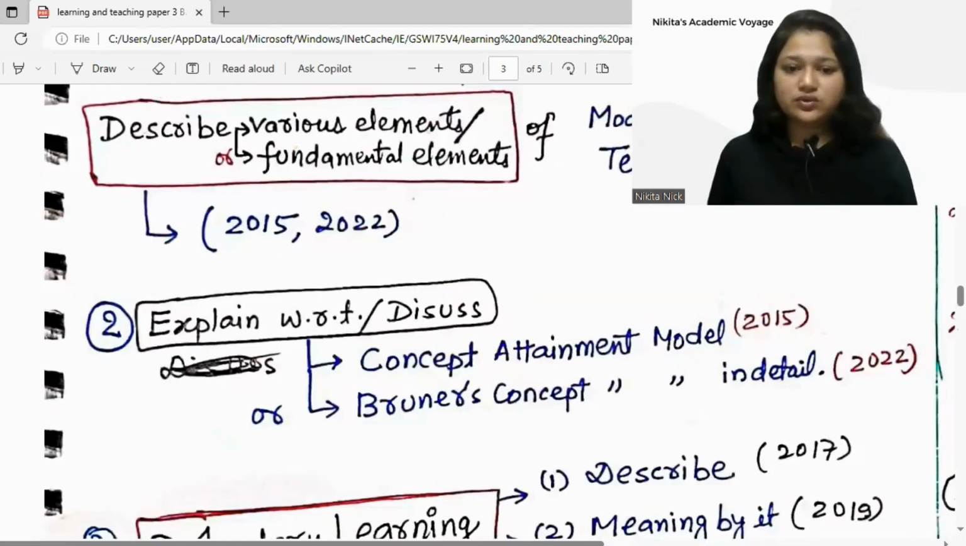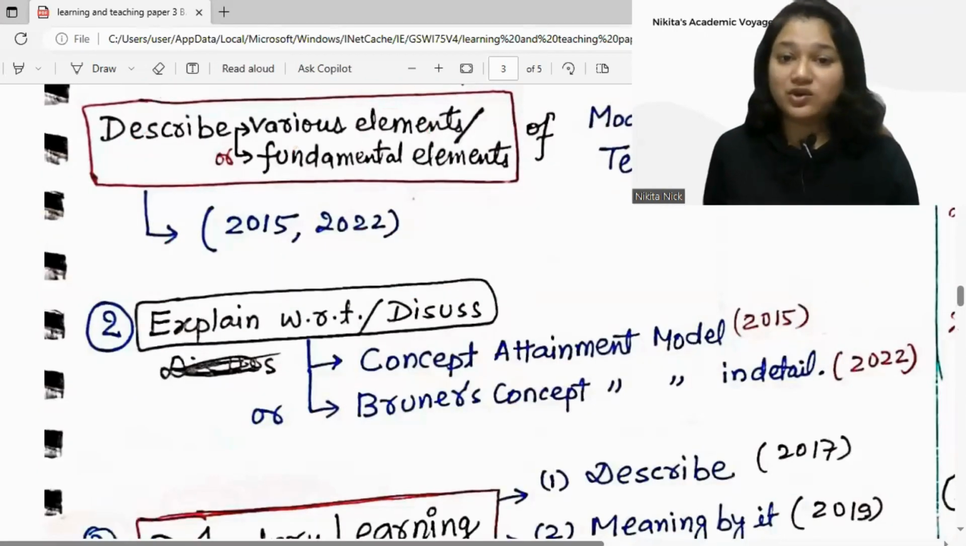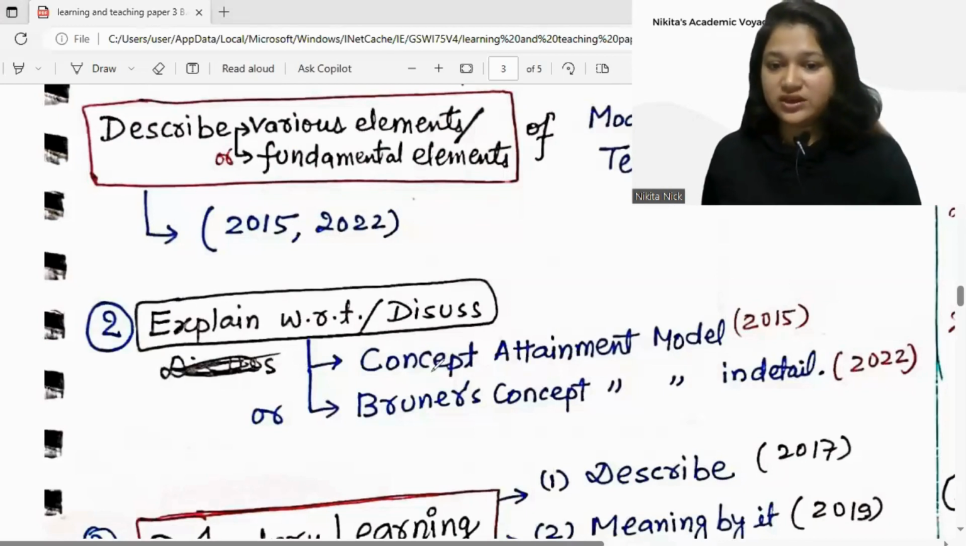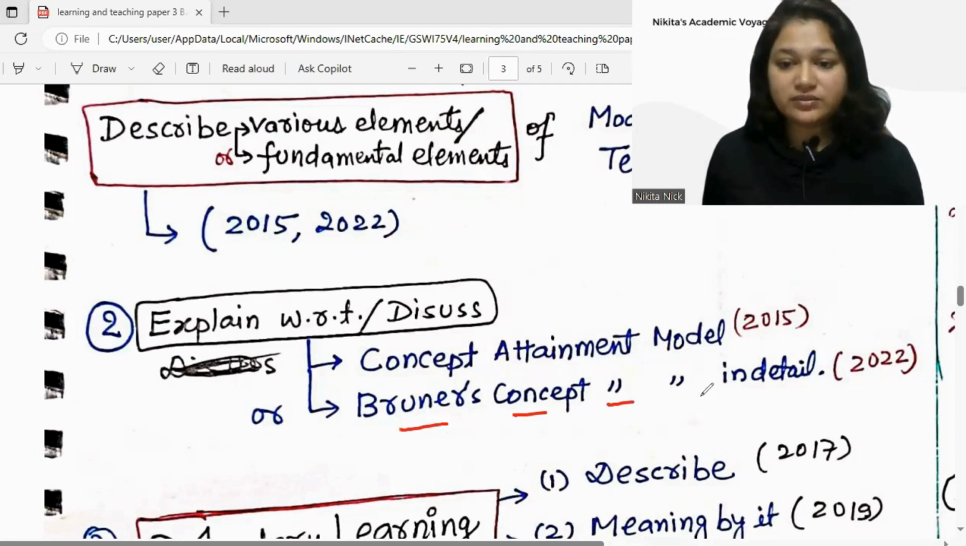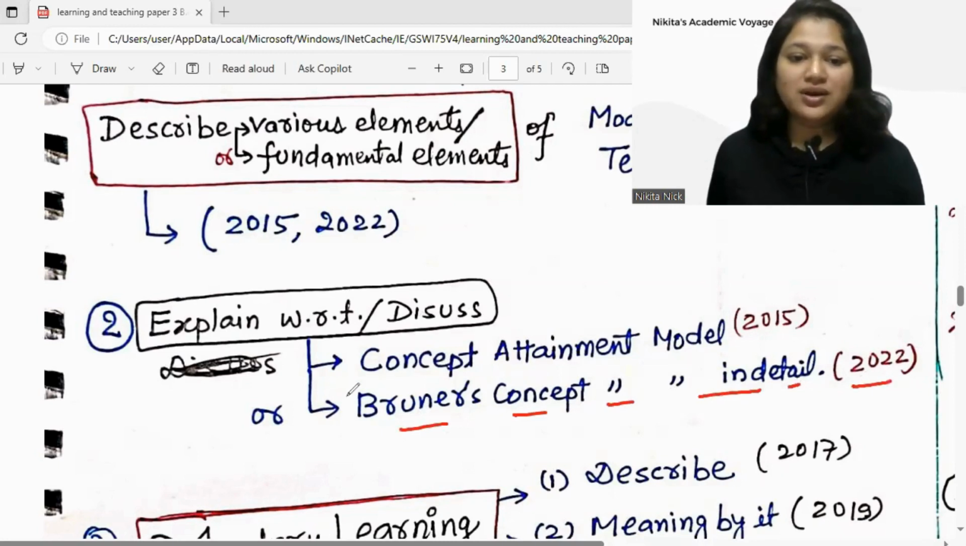Explain with respect to, or discuss. You can ask like this. Either they will ask you to explain with respect to the concept attainment model, or they can ask to discuss in detail about the concept attainment model. This was in 2015. Brunner's concept attainment model in detail, 2022. Same thing, concept attainment model or Brunner's concept attainment model.